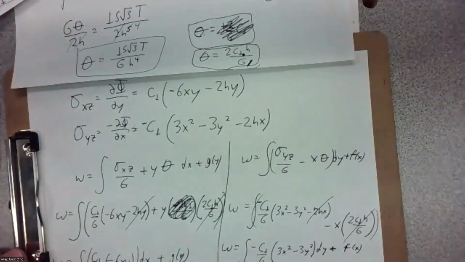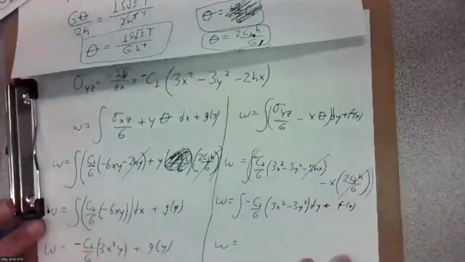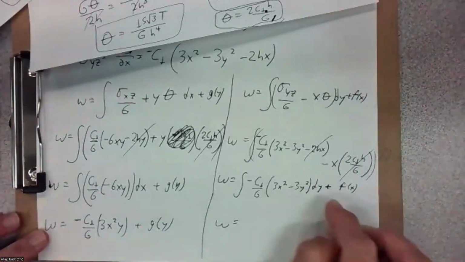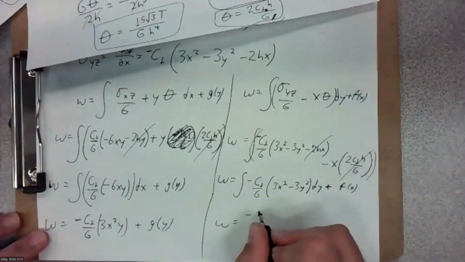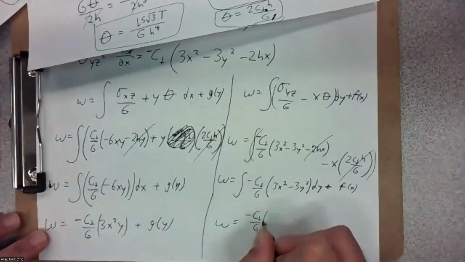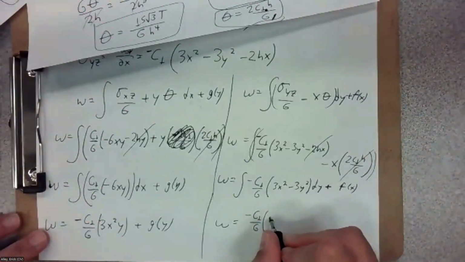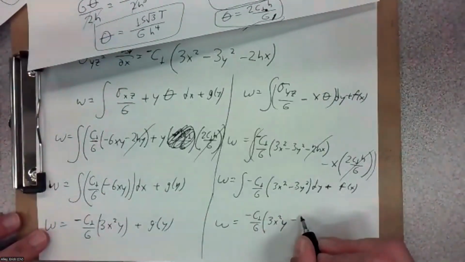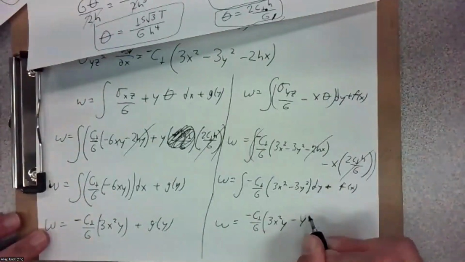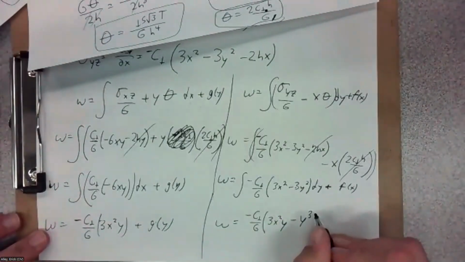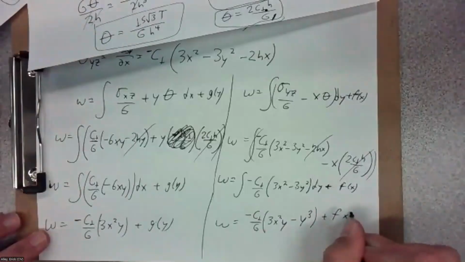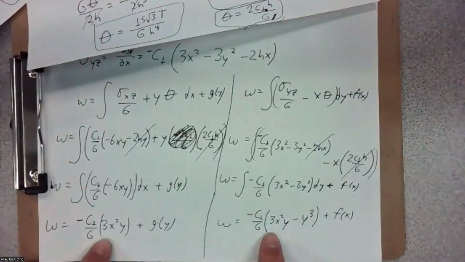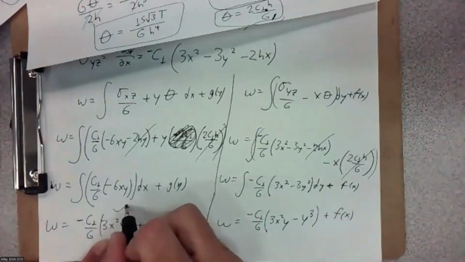And then over here, I'm going to come up here with y. So I've got minus C1 over G. My 3x squared is going to go 3x squared y. And then I've got this guy, minus just y cubed, right? The 3 is already in front. That takes care of it for us. Plus some f of x. So the good news is the combined term, like we're supposed to get, is the same in both places.